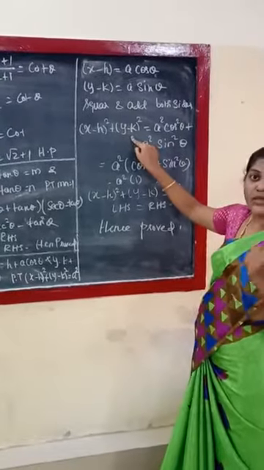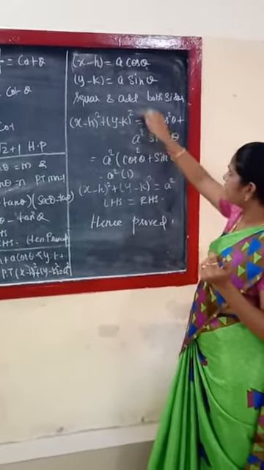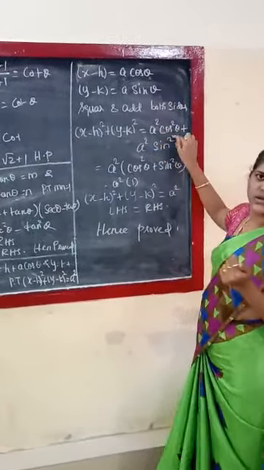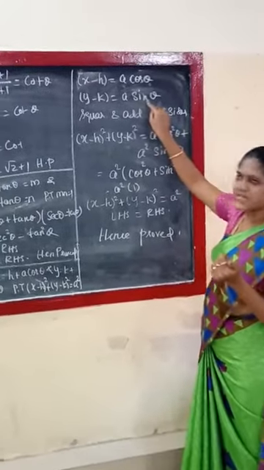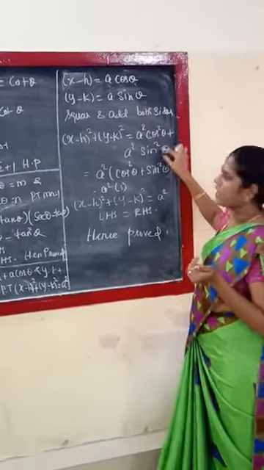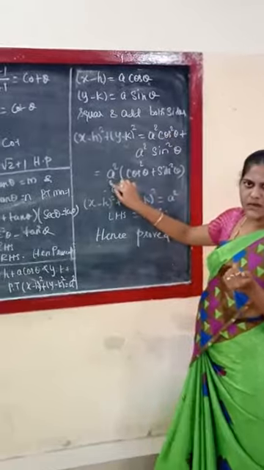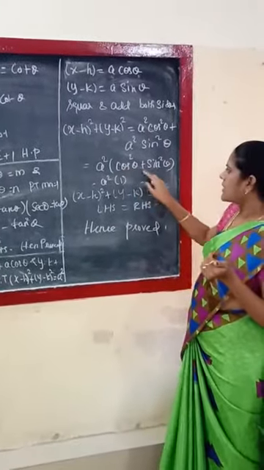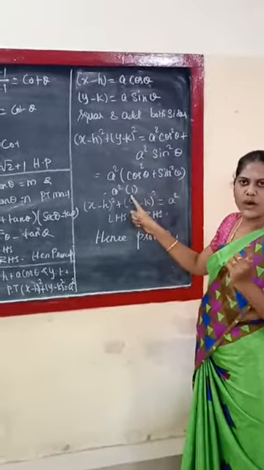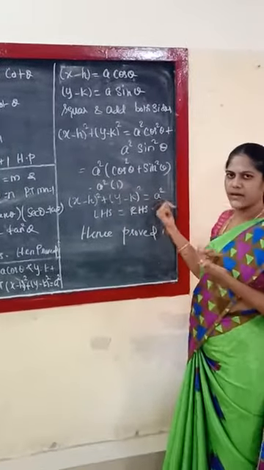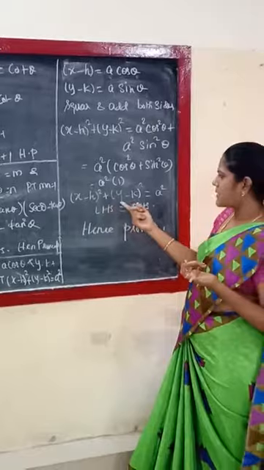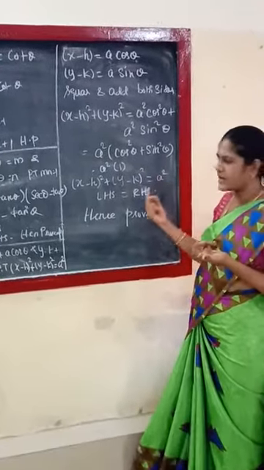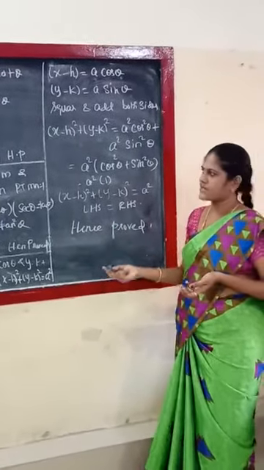This is clear. Square and add, equals a squared cos squared theta plus a squared sin squared theta. In this take a squared as common. What's the remaining? Cos squared theta plus sin squared theta. Cos squared theta plus sin squared theta is equal to 1. So 1 into a squared. So (x minus h) whole square plus (y minus k) whole square equals a square. So left hand side is equal to right hand side.